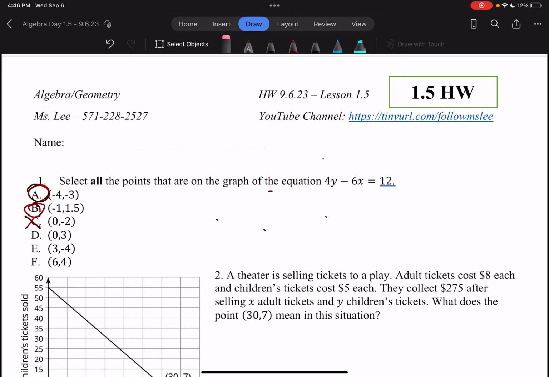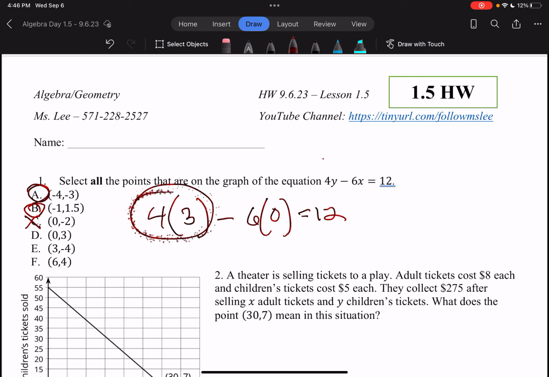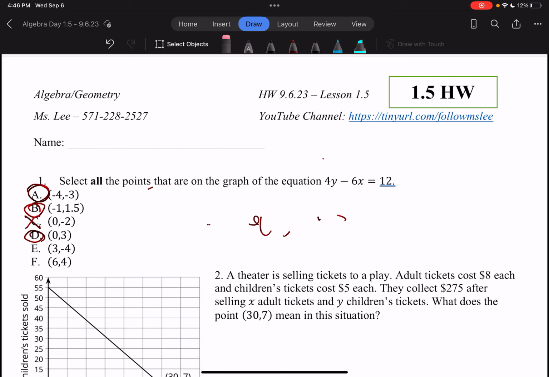If we try D, we're going to plug in 4 times y, which is 3, minus 6 times 0 equals 12. I automatically see this is 12 minus 0. D does, in fact, work. Okay, so I'm going to leave you to try E and F on your own and see if they work. You got to test them out to make sure whether they work or not.